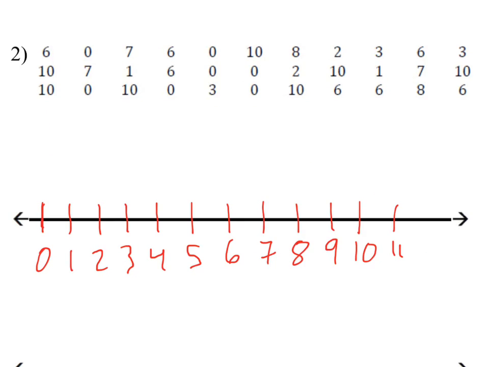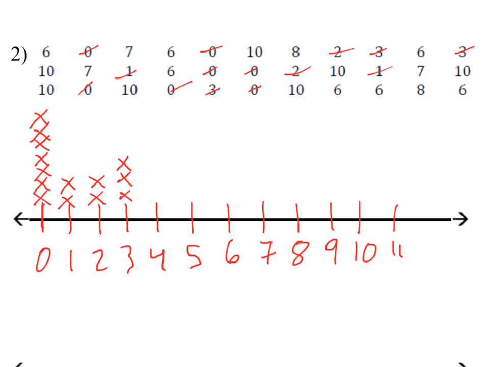Moving on to the next one, starting with 0 again. There are 7 zeros. And there's 2 1's. And there's 2 2's. And there are 3 3's. And there are no 4's and no 5's. And there's 7 6's.